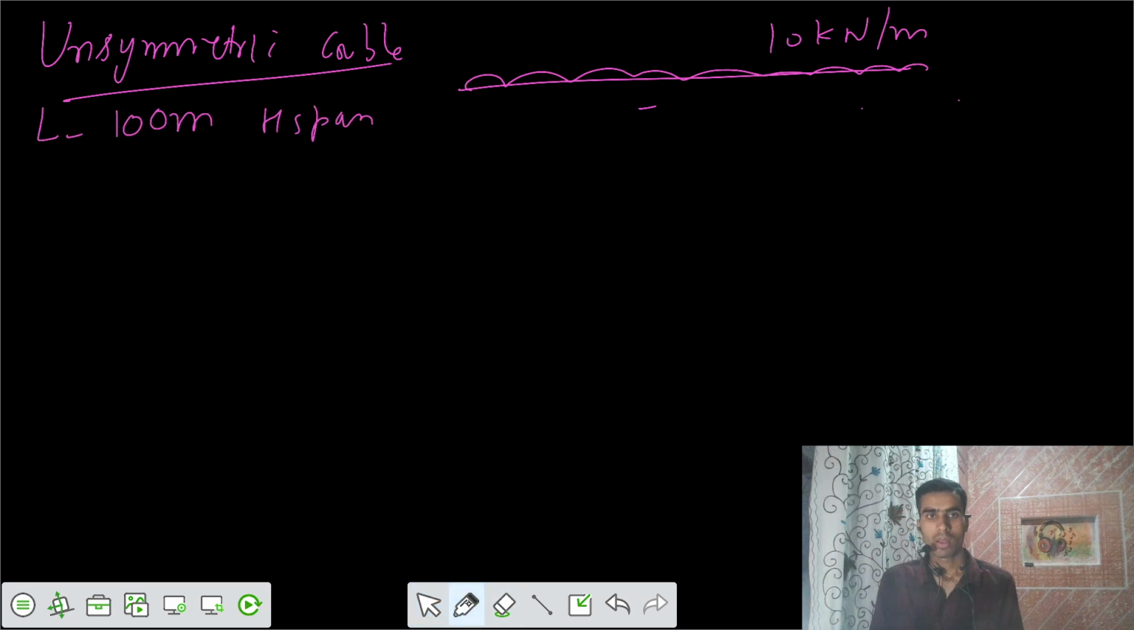Then one more thing is the sag of the cable measured from the higher end. We have two ends. Let's say one of the ends is here and one of the ends is here. So there is a 4 meter elevation difference. Let's say this is support A and support B. Because of the loading, there would be an unsymmetric profile developed.